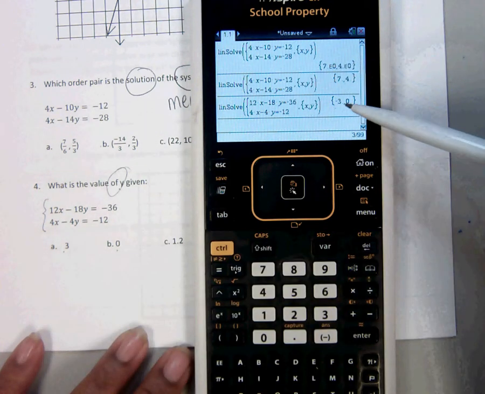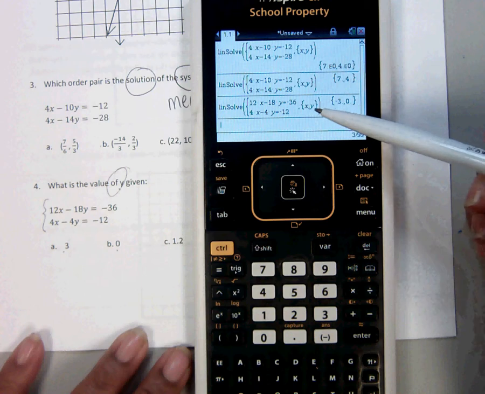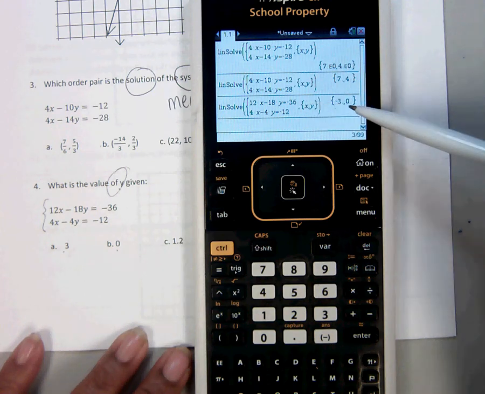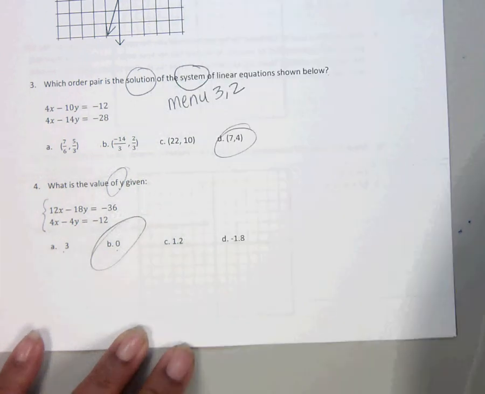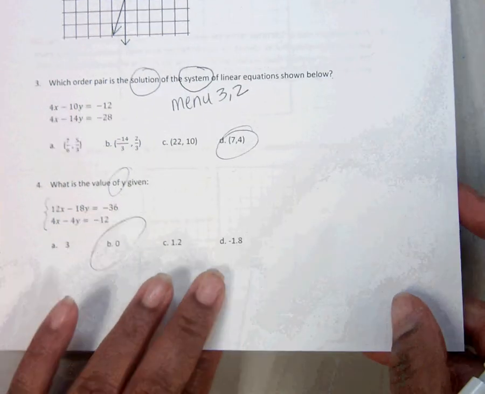Now I see answer 3 and 0, but it wants the y. So which one is in the y spot? Y came second here with the letters, so the 0 must be y. Moving on to number 5.